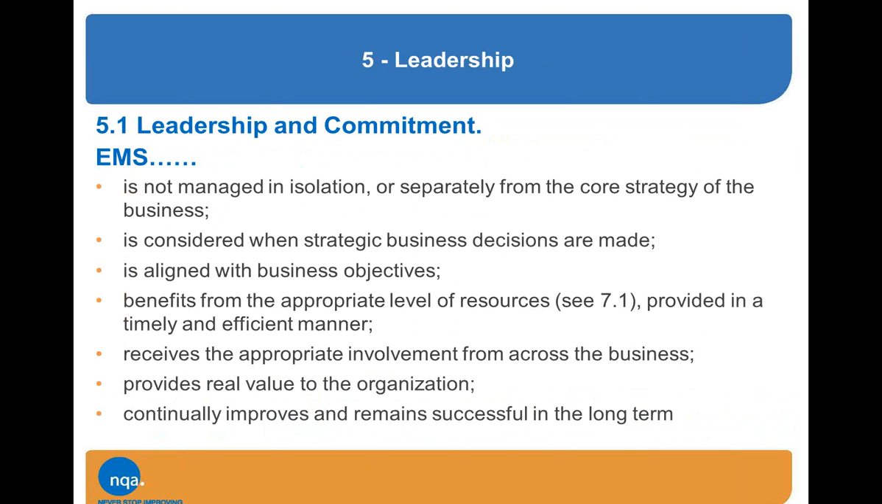So it's all about making sure that the EMS, building on the last slide, isn't managed in isolation and isn't managed separately from the core strategy of the business. It's one of the things that we will have a conversation with a managing director about over this clause. So we'll be needing to ask how the environment is considered when strategic business decisions are made. If a business starts to look at a new product line, offers a new service, or decides to operate from a new set of premises, how has the environment been taken into account as part of the planning process?